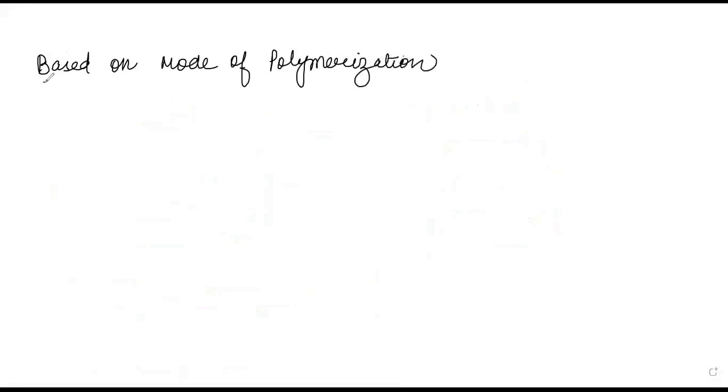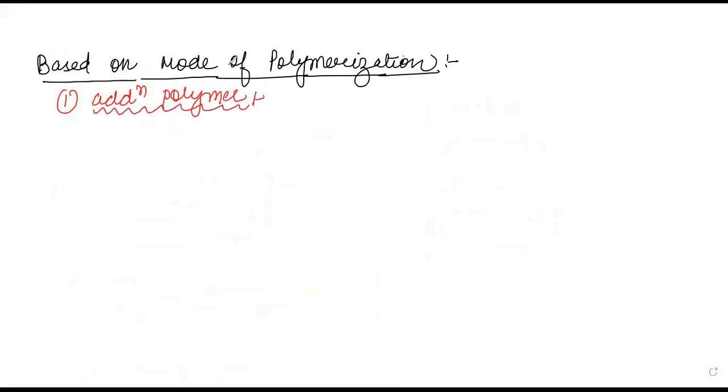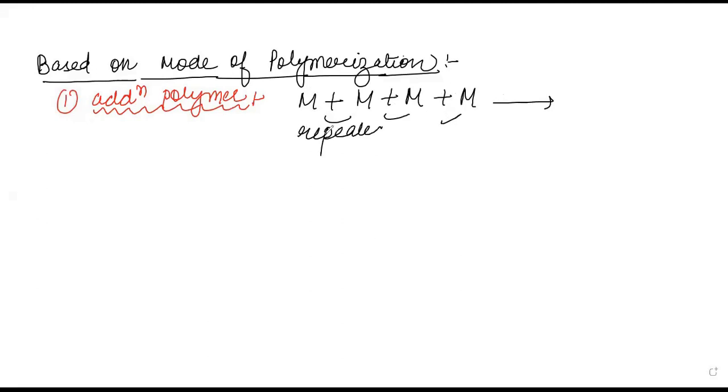Now the next type that I am going to take is addition polymerization. Based on the mode of polymerization, we have further subtypes. Please note down. First is addition polymer. Addition polymer means we are just adding something, monomer adding to monomer, then monomer, then monomer. So it is repeated addition of monomeric units.